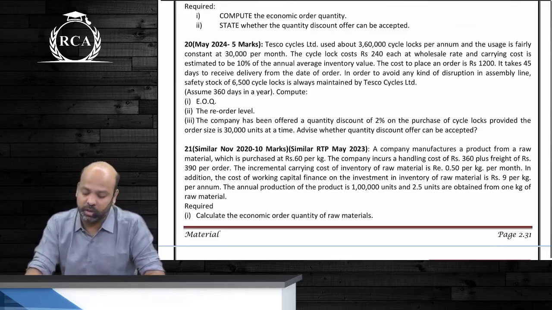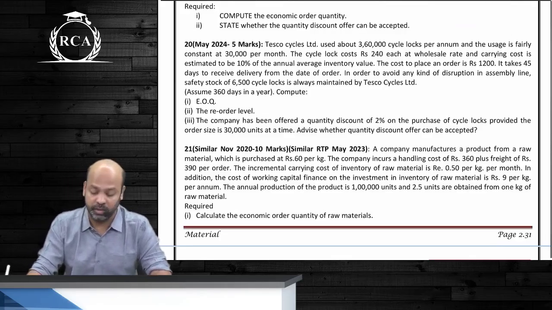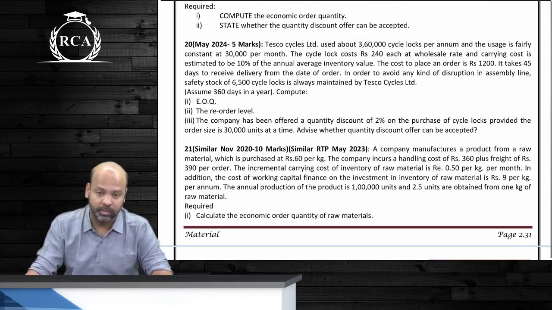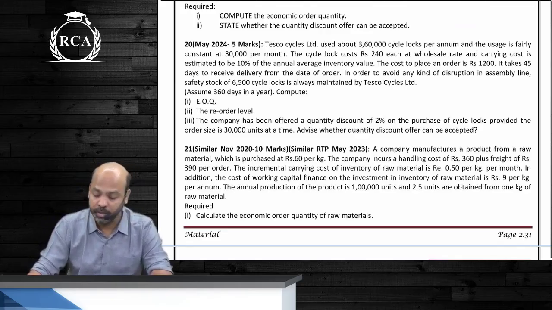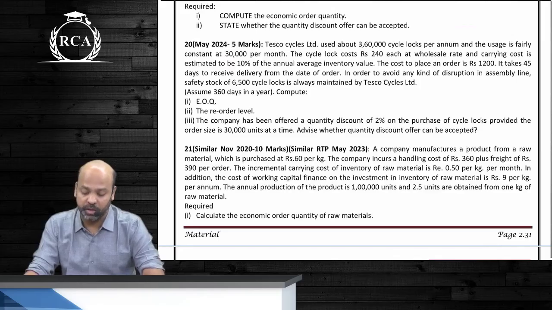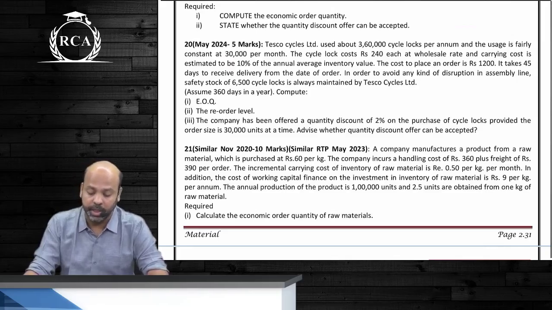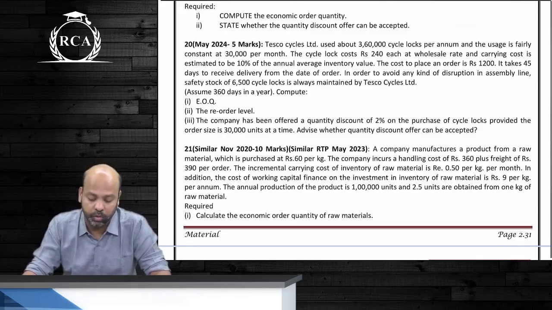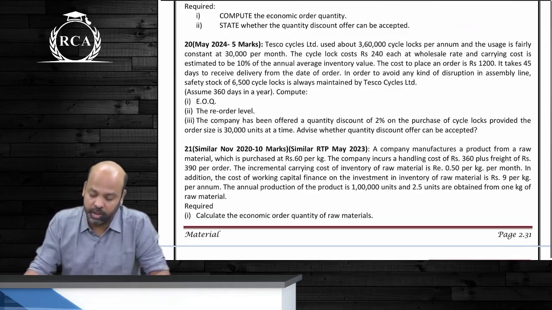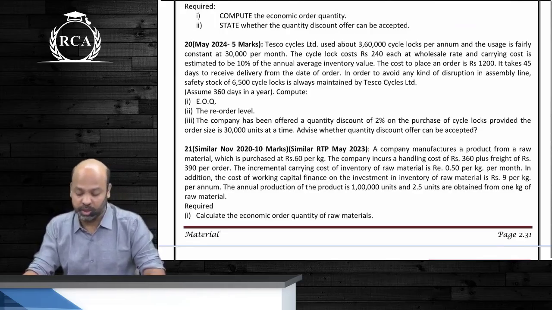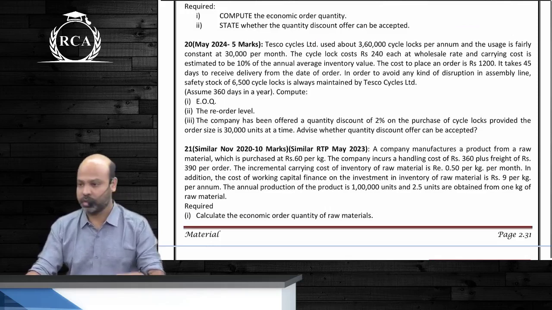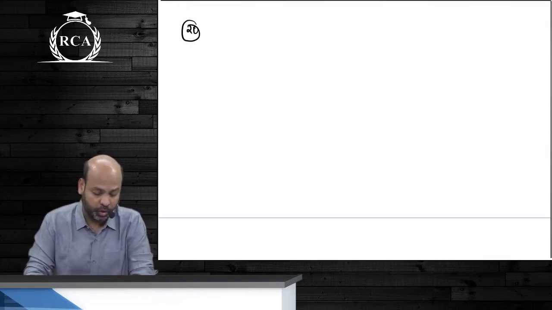The cost to place an order is 1,200 rupees. It takes about 45 days to receive the delivery from the date of order. So your lead time beta is 45 days. That's normal lead time. In order to avoid any kind of disruption in the assembly line, safety stock of 6,500 locks is always maintained by Tesco Cycles Limited. Assume there are 360 days in a year. Compute EOQ, reorder level. And then if the company has been offered a quantity discount of 2% on the purchase of cycle locks, provided the order size is 30,000, advise whether quantity discount can be accepted or not. Normal? Let's go.